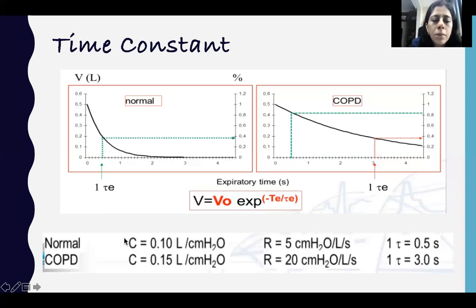In a normal lung, which has a compliance of 0.1 and a resistance of 5, the time constant is 0.5 seconds. So the time constant is the product of compliance and resistance.